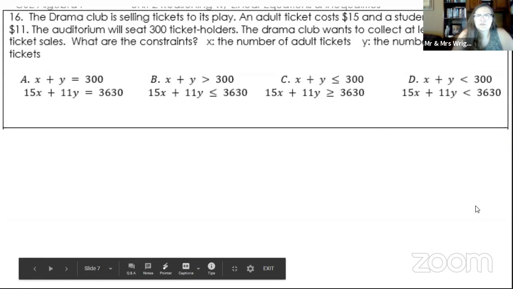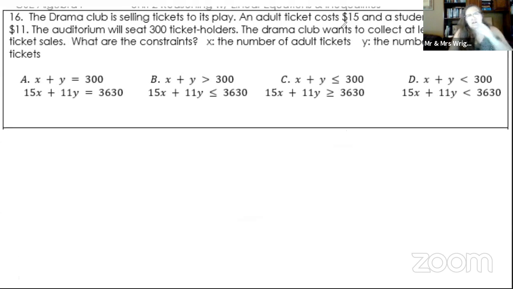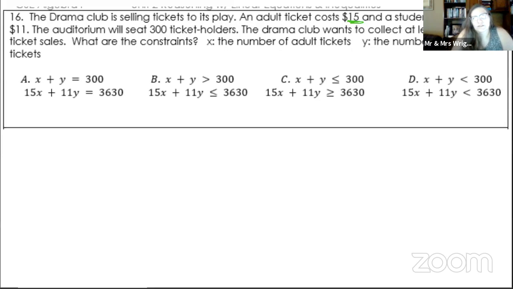All right, the drama club is selling tickets to its play. An adult ticket costs $15. Let's call the adults X. And a student ticket, let's call students Y, cost $11. So adult tickets cost $15.